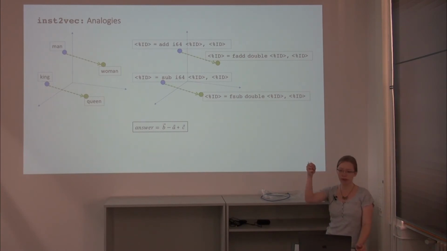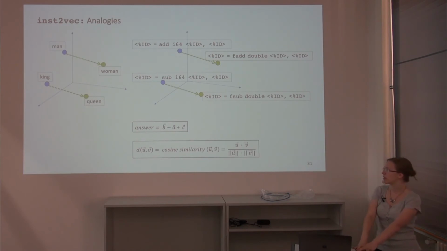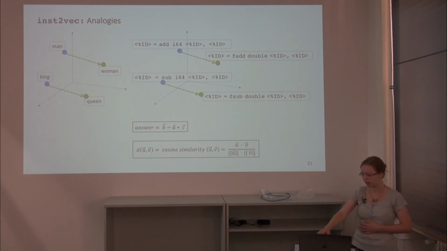And the point that we end up with, we then just look at its 5 top neighbors and check, well, is the answer that we wanted in the top 5 neighbors? If it is, we consider the question correctly answered. The distance metric that we look at is cosine similarity. That's the distance metric that everyone who does analogies in embedding spaces looks at.